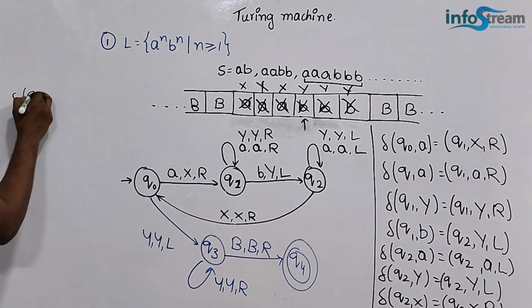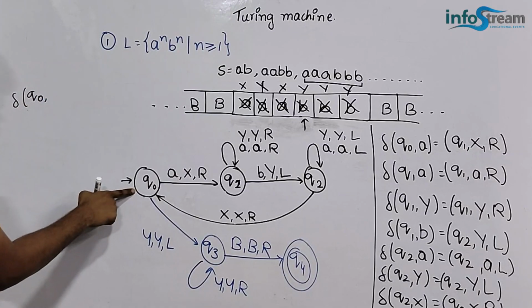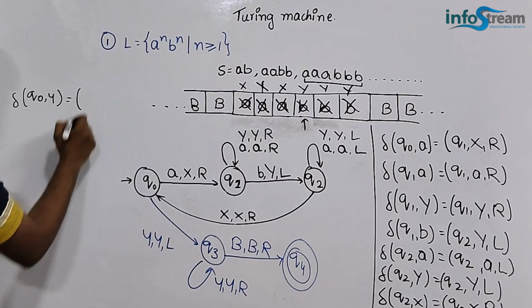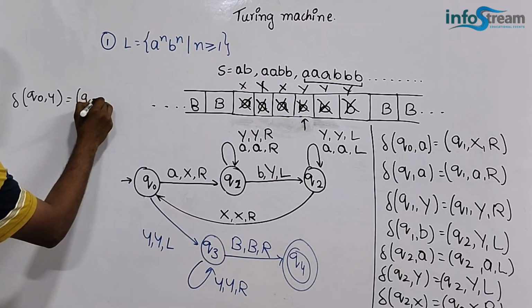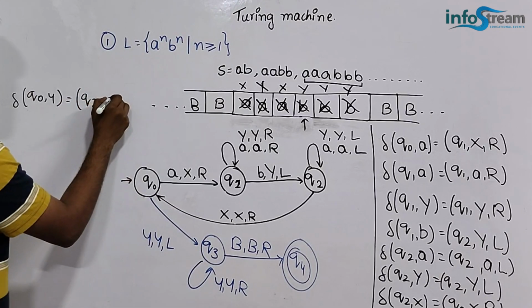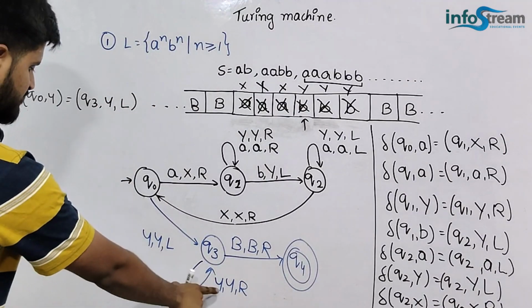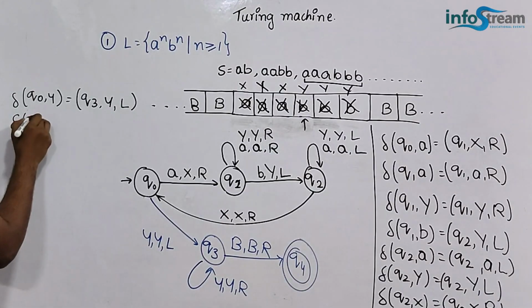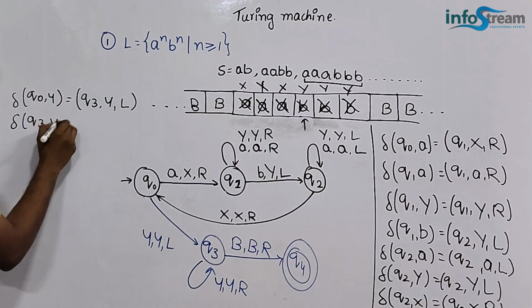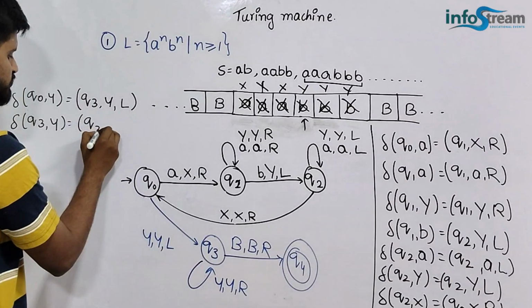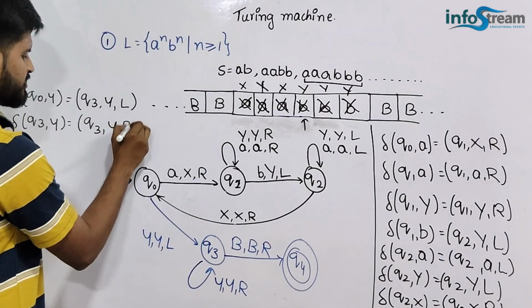Now three of these states are left, I will write here. Delta of, for the Q0, when you give y as the input, what will it be doing? It will be moving to the Q3 state and replacing y using capital letter Y and it will move towards the left side. Next, if you see here, self loop, delta of Q3 comma y will be equal to moving to the self loop. So Q3 comma y comma R.